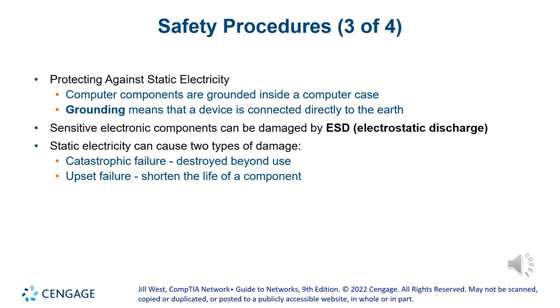If something happens inside that piece of equipment, it is built in a way that it will send the discharge through that grounding wire. If you cut it, the discharge doesn't have anywhere to go, and it will go back to the electronics and fry them. So electrostatic can do two things: it can cause a catastrophic failure, which destroys everything, or an upset failure, which damages the equipment in a way that it is still working, but it will shorten the life of the equipment.